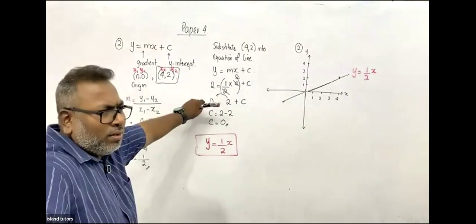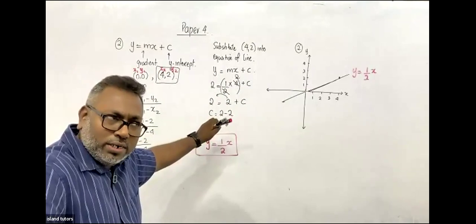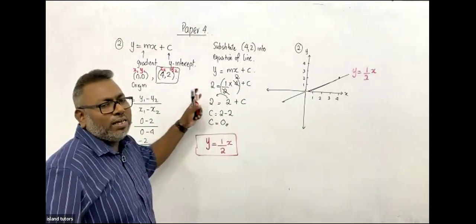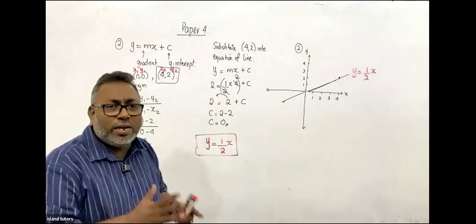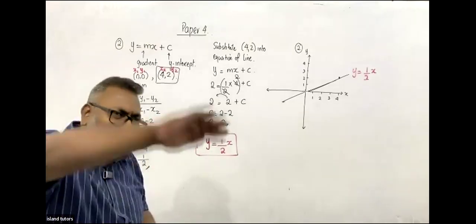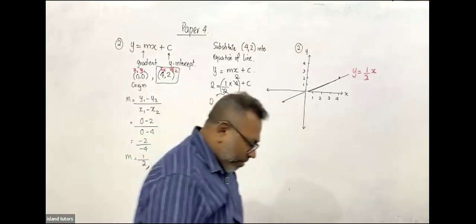I showed this just in case the line does not cut the origin, then how are you going to find the y-intercept? That is the reason why I showed this, but in this particular problem, you need not do this part, right? You already know it's going through the 0 point. Okay.